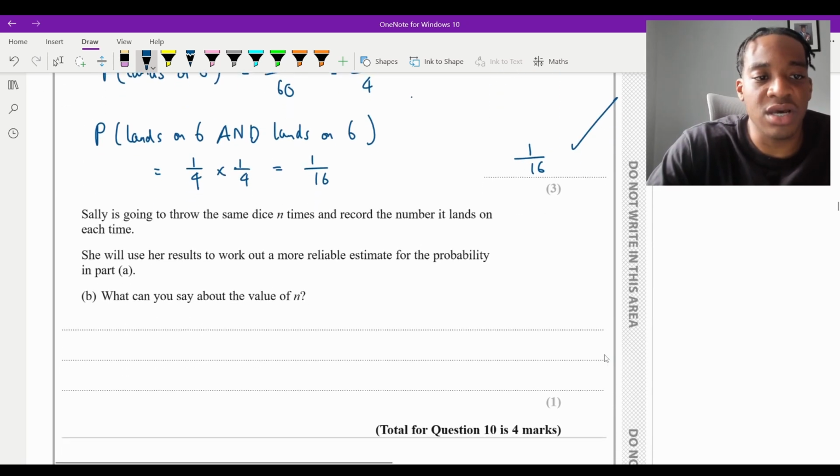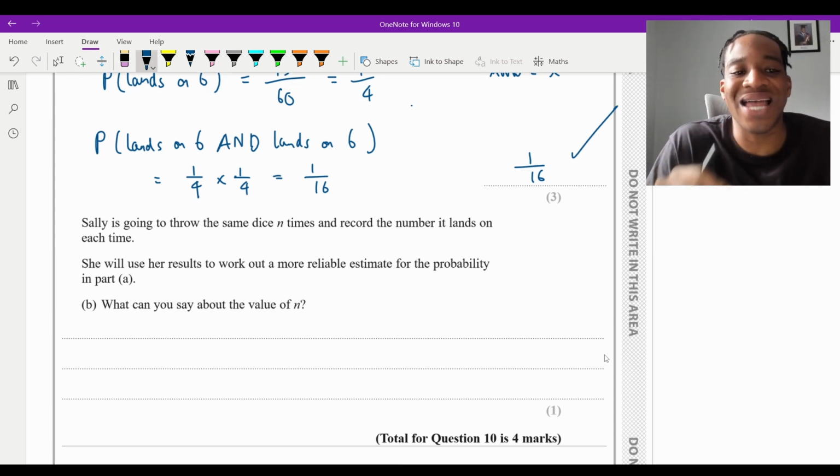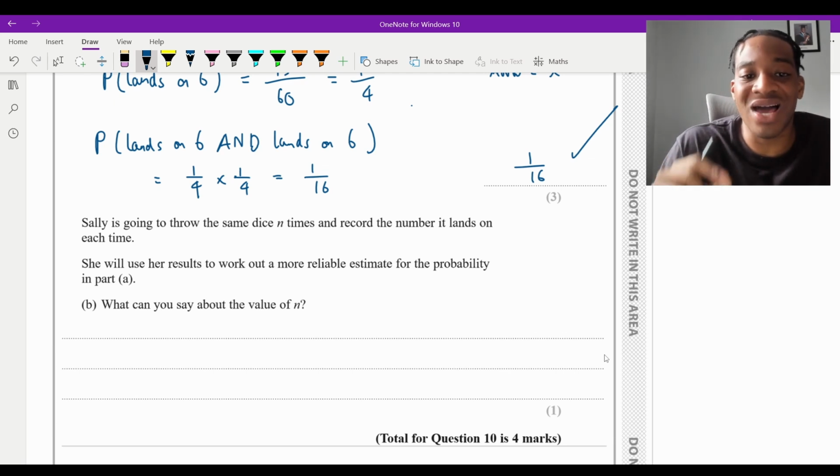Now, part B says Sally is going to throw the same dice n times and record the number it lands on each time. She will use her results to work out a more reliable estimate for the probability in part A. What can you say about the value of n?